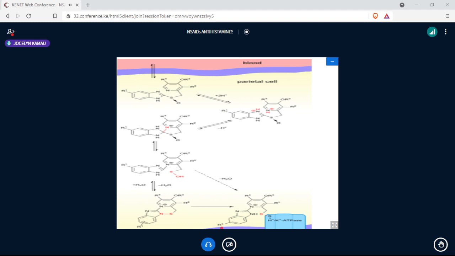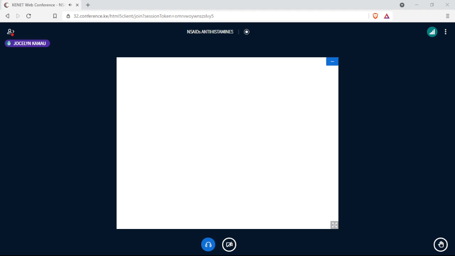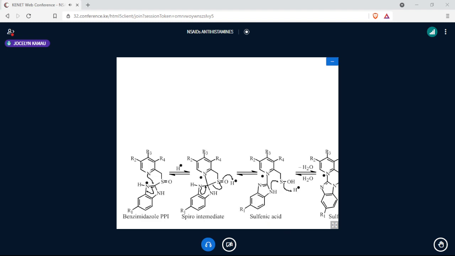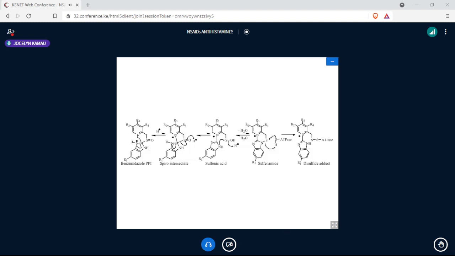A lot of acid, it's eroded and it will never heal. So that is the method, the mode of action of the PPIs. We can also look at it. It's the same thing, but now this, the same thing we have talked about.